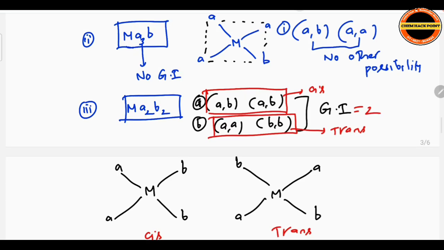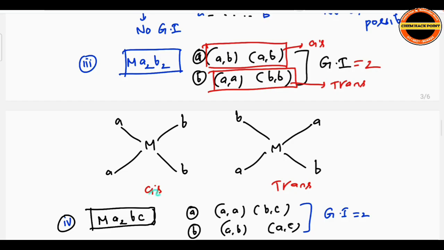Next, Ma2B2 type. Here you can make an arrangement: once I wrote AB and AB, one arrangement done. Other combination AA, BB. So 2 structures possible. That's why here GI is possible. How many geometrical isomers? 2, I wrote. 2 geometrical isomers are possible because 2 structures are possible which are different from each other.